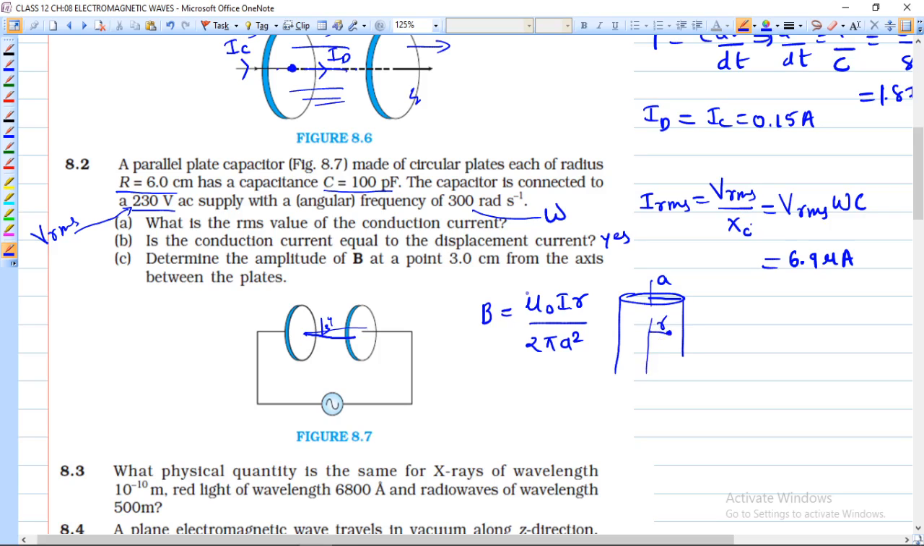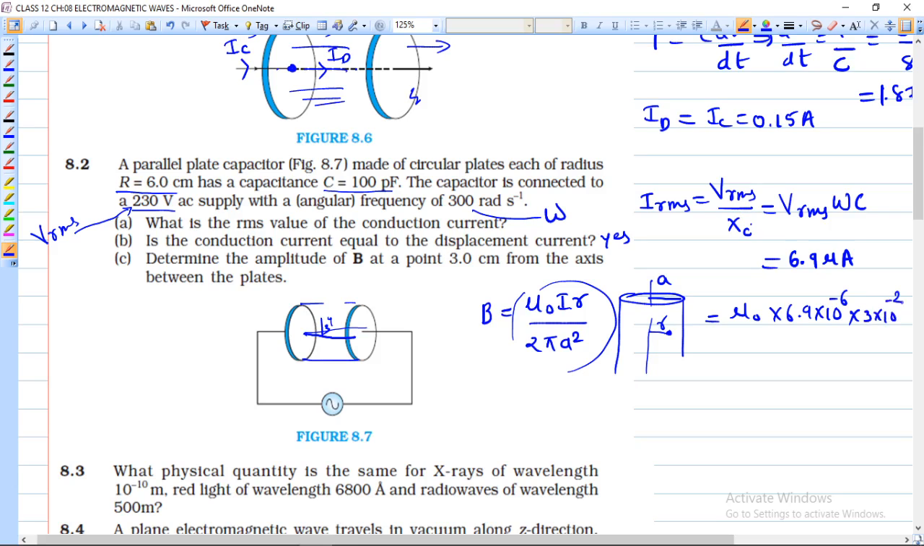So you can apply this formula. Here you can say that the same thing occurs. Current is flowing like that, and how much current is flowing? Displacement current is flowing. So here you can put the value of mu 0. How much is it? 6.9 micro, right? So 6.9 into 10 raised to minus 6. And R, what is the R? 6 centimeter? No, it is the distance, this distance, which is 3 centimeter.